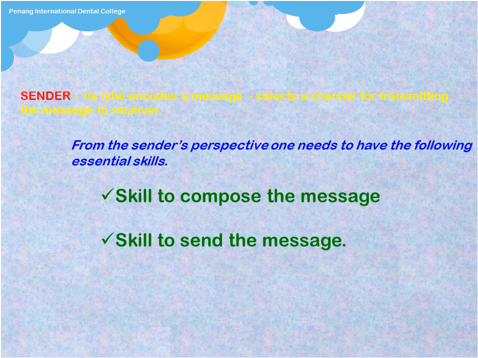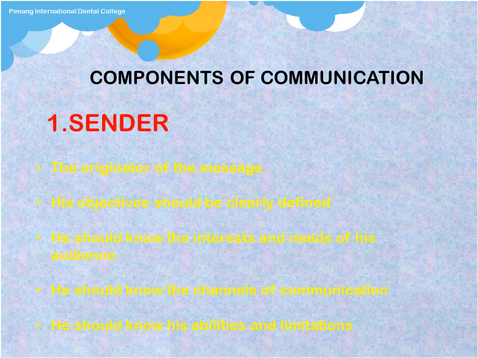For you to receive the message, the sender should be skillful enough to compose the message. You should know what has to be included in the message, what should be deleted from the message, and how to put the message across. Now the sender is the originator of the message, so this message is coming from me. My objective should be clearly defined. That is the learning objectives which I should be able to fulfill by the end of this lecture.